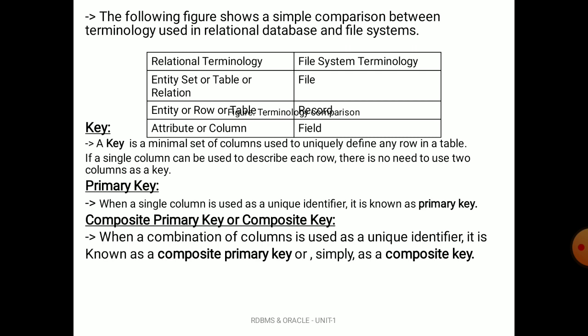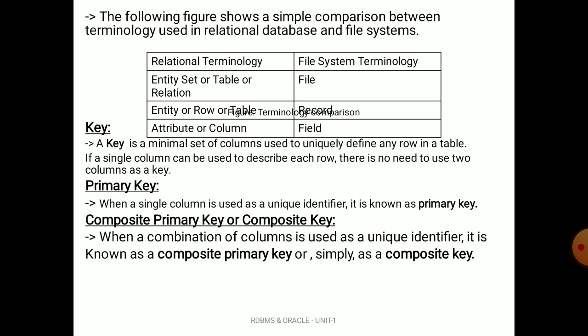Next, the following figure shows a simple comparison between terminology used in relational database and file systems. The first column represents relational terminology. The second column of the table represents file system terminology. In relational terminology, we call it an entity set or table or relation. In file system, we call this a file. Then in relational terminology, entity or row is common. In file system terminology, we call it a record. And also attribute or column is used in relational terminology. In file system terminology, we call this a field.